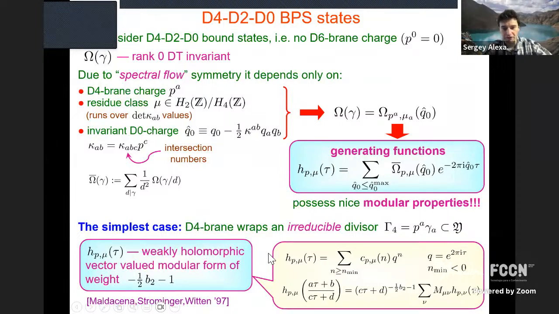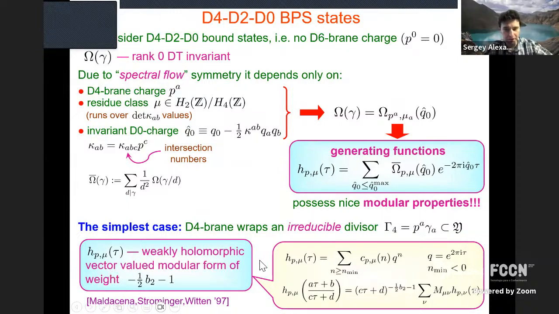So weakly holomorphic just means that when I expand my generating function in a Laurent series in q, which is an exponential of 2 pi i tau, then my series will have a part with negative powers of q. There will be a finite number of such terms, but they must be present. So in other words, n min is less than 0. Or in other words, Q0 max is larger than 0 here.